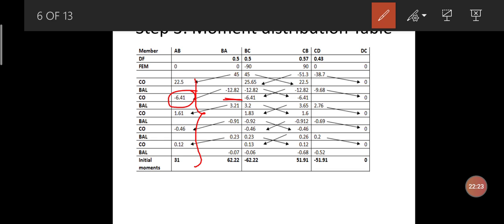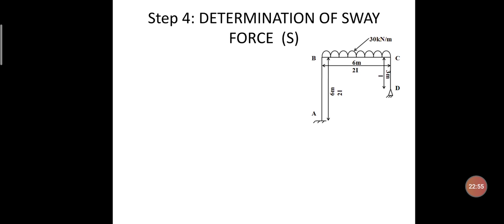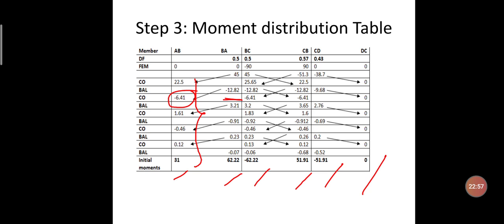So I need to add all this to get the initial moments at each member. Here I have got for AB as 31, BA as 62.2, BC as minus 62.2, CB as 51.91, and minus 51.91 for CD, and DC is equal to 0. DC has to be equal to 0 since it has a hinged support. So these are the non-sway moments, which are due to the non-sway condition.